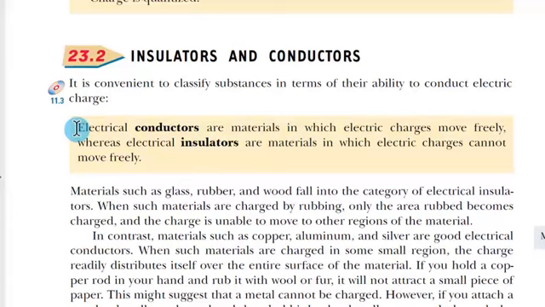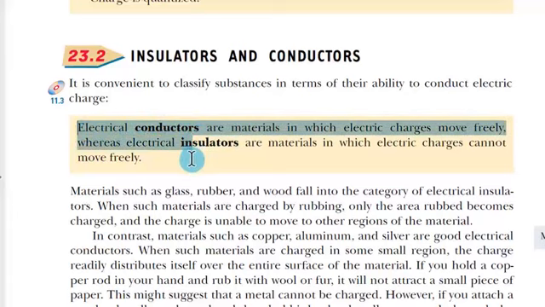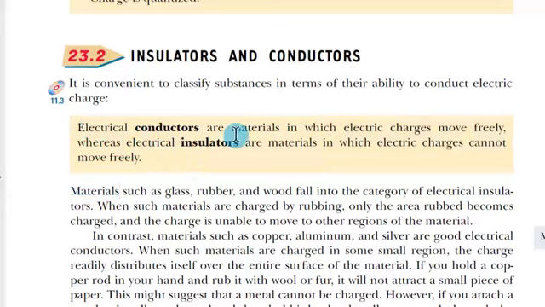And the definition here is that electrical conductors are materials in which electric charges move freely, whereas electrical insulators are materials in which electrical charges cannot move freely. So keep this point in mind. Now we need to explain why conductors allow charges to move freely through them and why insulators do not allow electrical charges to move freely through them.